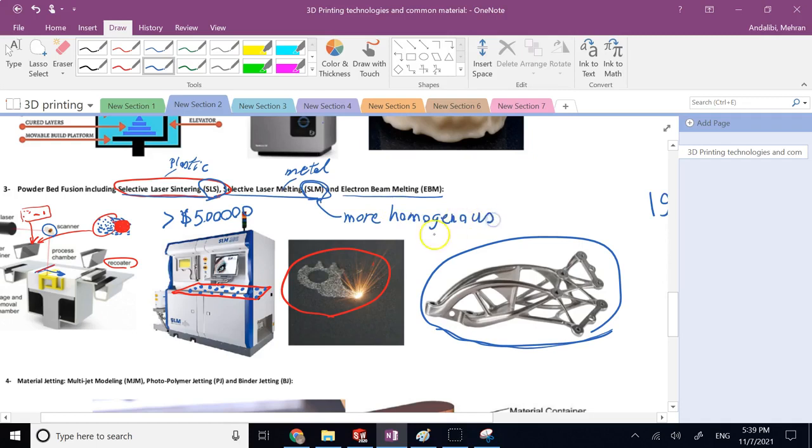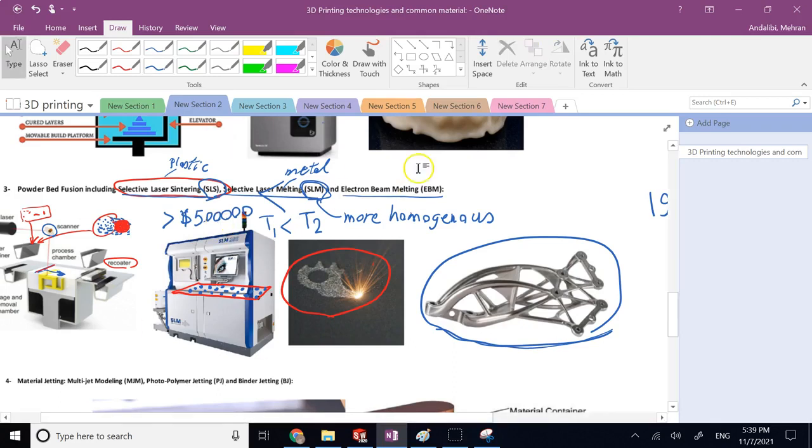And that's another advantage of these printers. Okay, the parts they print is much more isotropic than the FDM parts. Okay, they are much better mechanically compared to the FDM parts. And as I said, again, the temperature range of SLM is bigger than the SLS printers. Okay, so that is about SLS and SLM.